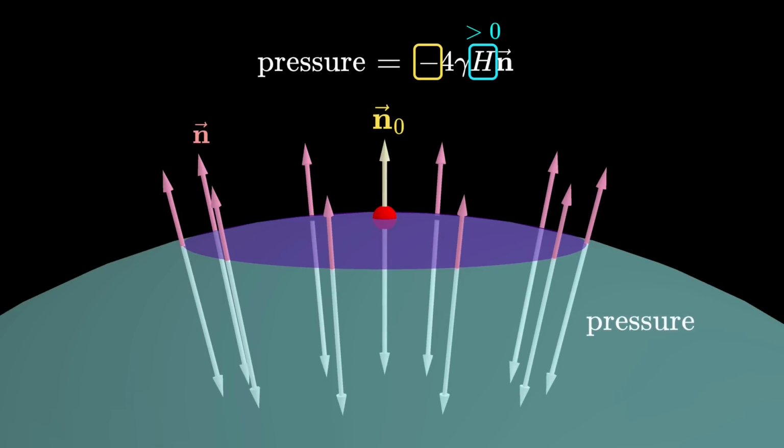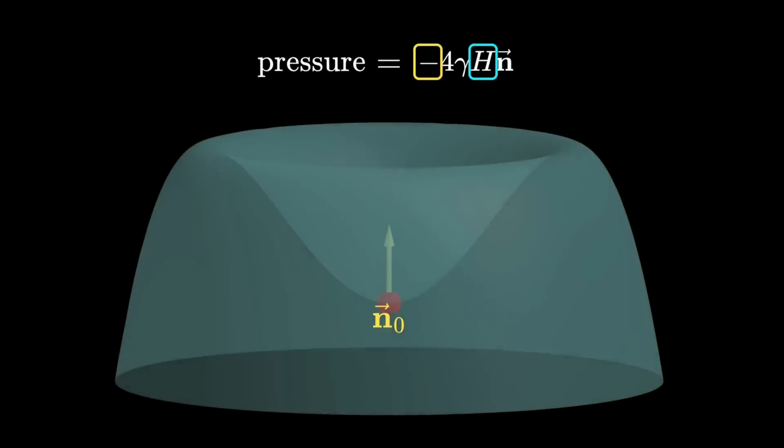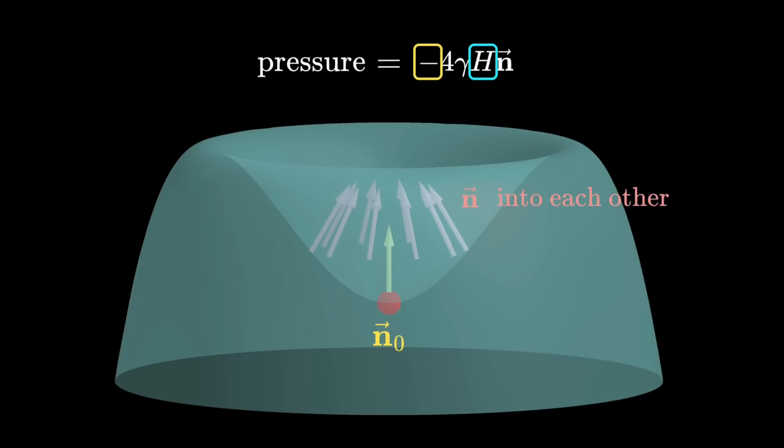More precisely, while the neighboring normal vectors point away from n0, because of this negative sign, pressure from different places points into each other and pushes this region inwards, so the area decreases. On the other hand, let's say the surface looks like this instead, in which case the neighboring normal vectors point into each other and towards n0.